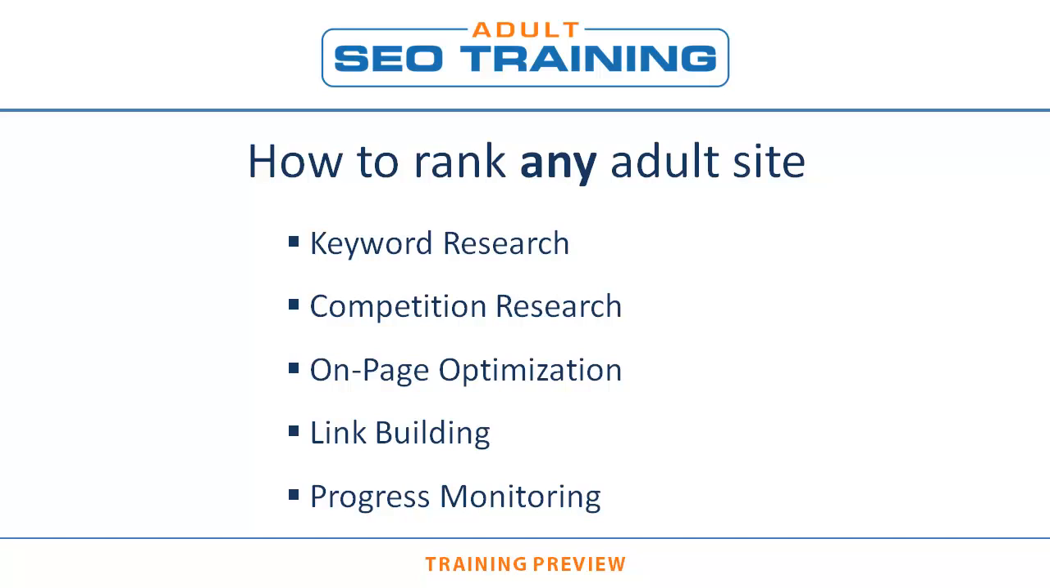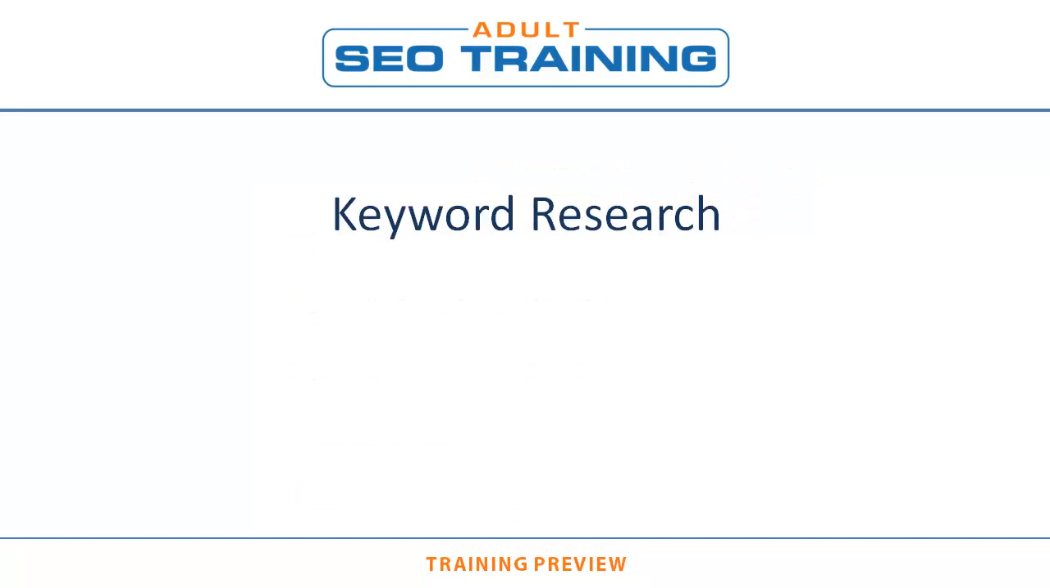All right, so let's go ahead and get started with the overview. The first thing we're going to discuss is keyword research. It's a fundamental step in any adult SEO campaign, and it involves a lot more than just typing a few terms into Google's keyword tool. You need to approach your keyword research from a number of different angles so that you're sure to consider everything that will affect your rankings as well as your earning potential.